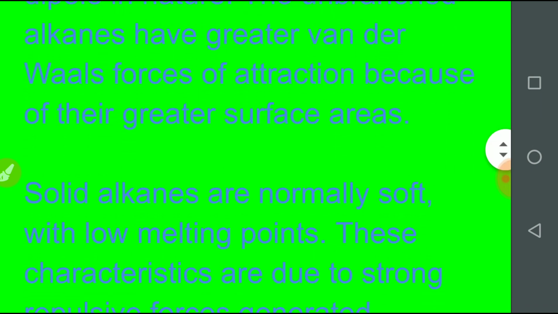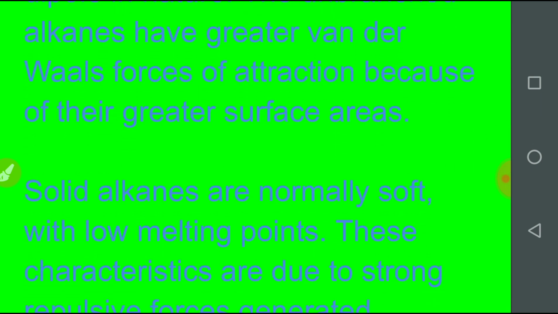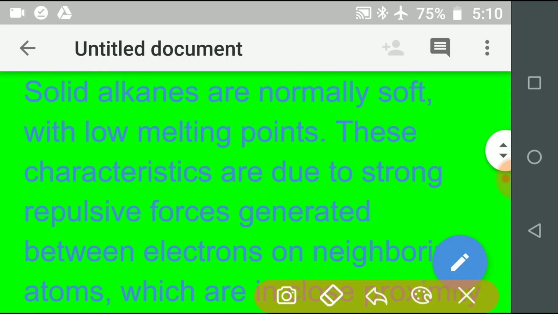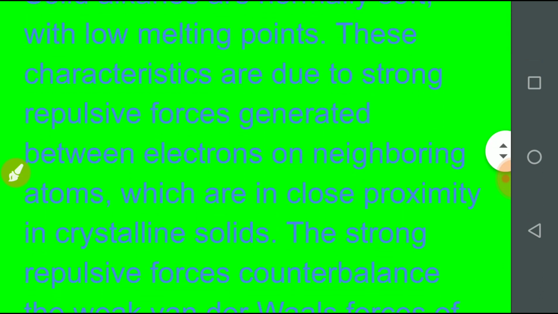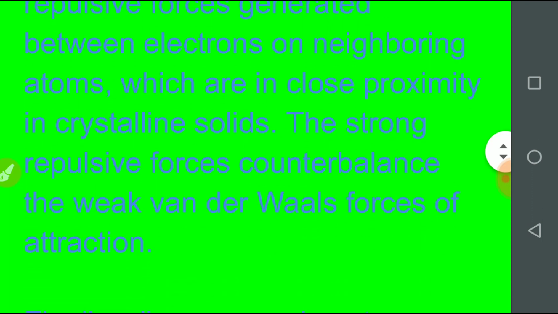Now, solid alkanes are normally soft with low melting points. These characteristics are due to the strong repulsive force generated between electrons on neighboring atoms which are in close proximity in crystalline solids. The strong repulsive force counterbalances the weak van der Waals attraction.